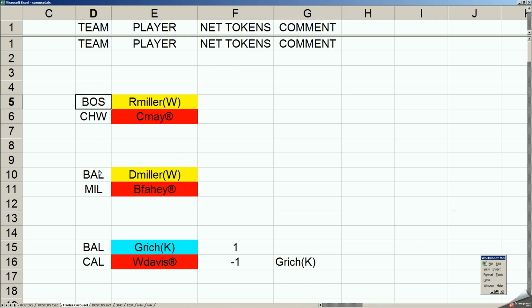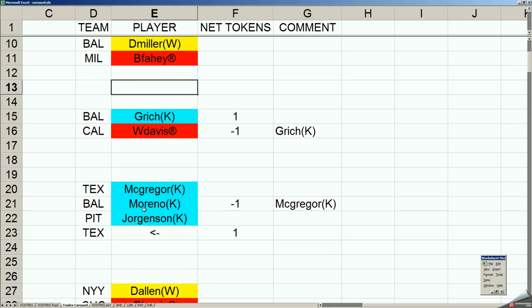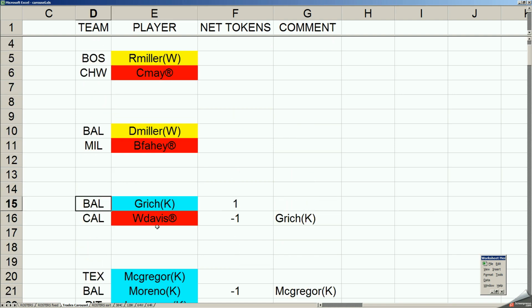So the next team in the American League East, we start from the American League East and work our way to the National League West. Yellow guys are waivers, red guys are being retired. Baltimore makes an inconsequential trade. Reliever Dyer Miller on waivers to Milwaukee for retired catcher Bill Fahey. That's a non-interesting move.